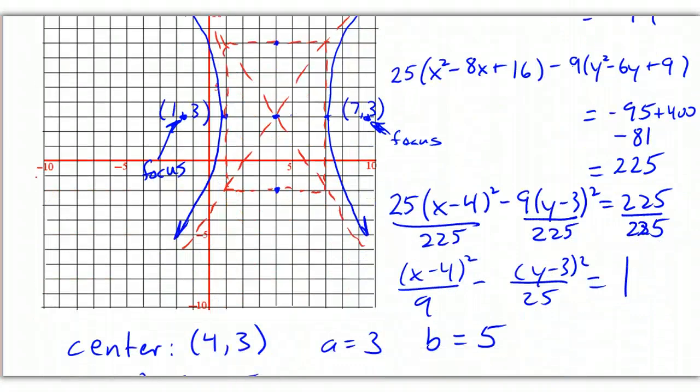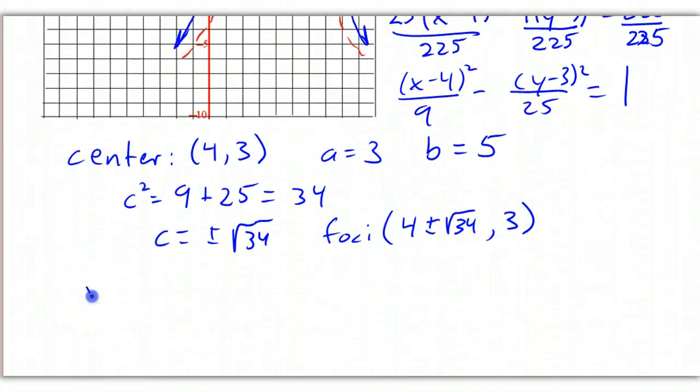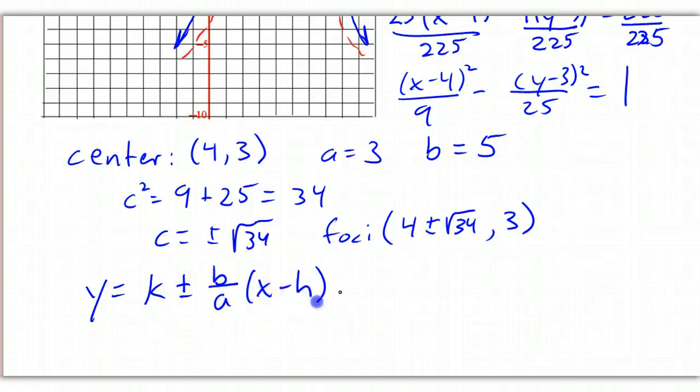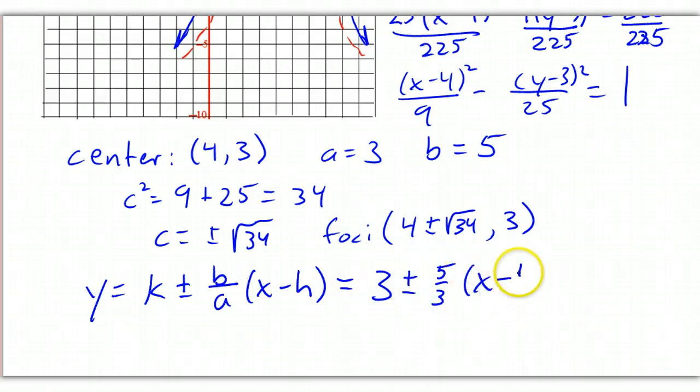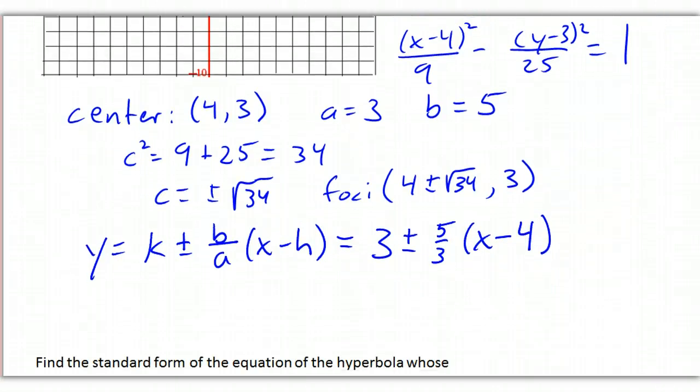Equations of the asymptotes. Okay, that's going to be in the form of y equals k plus or minus b over a times x minus h. So that's going to be 3 plus or minus 5/3 times x minus 4. And that's it for that problem.